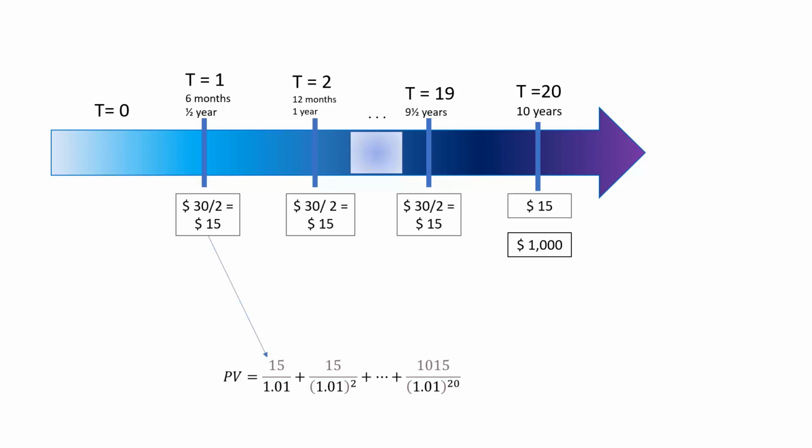Notice the YTM was 2%, so the semi-annual periodic rate is 1%. So in the denominator, you have 1 plus the rate, 1 plus 0.01, or 1.01. Then 1.01 squared, and so on up to 1.01 to the power of 20. The last cash flow, as usual, is the par value plus the final coupon.